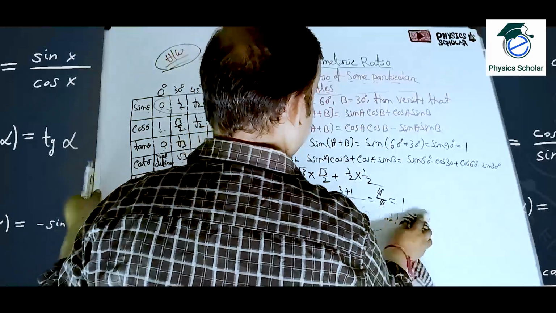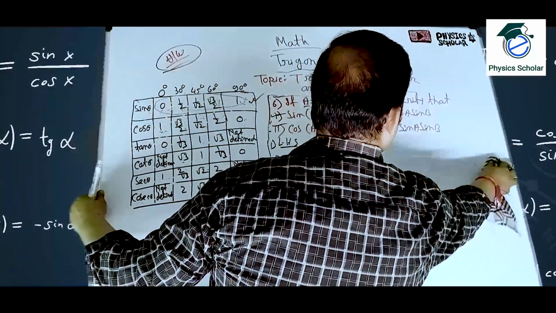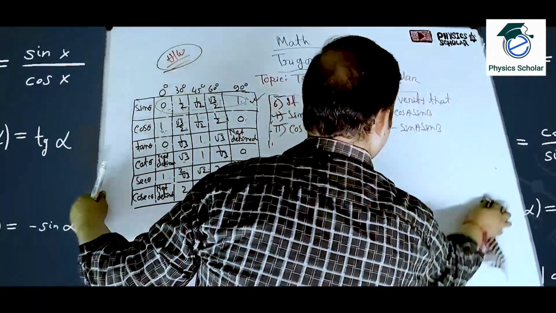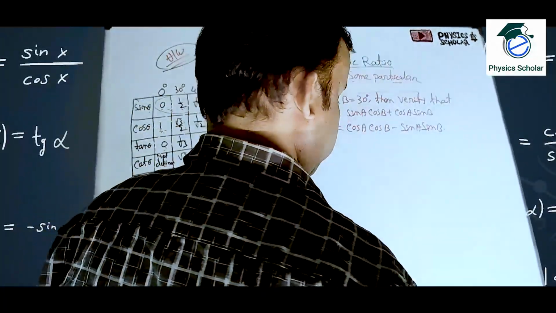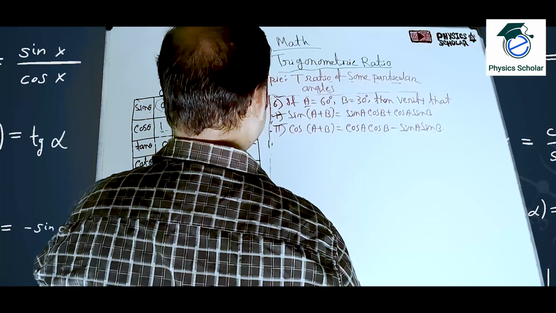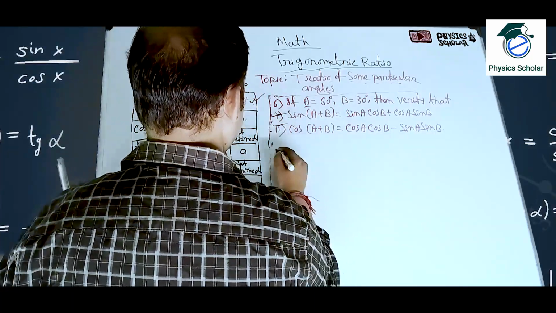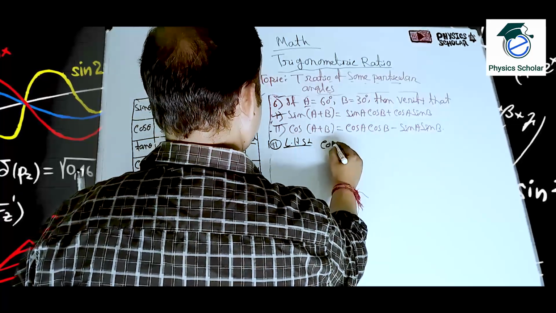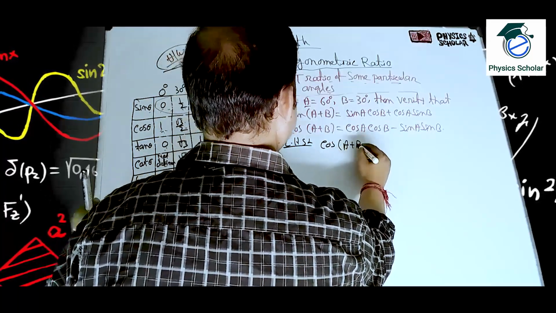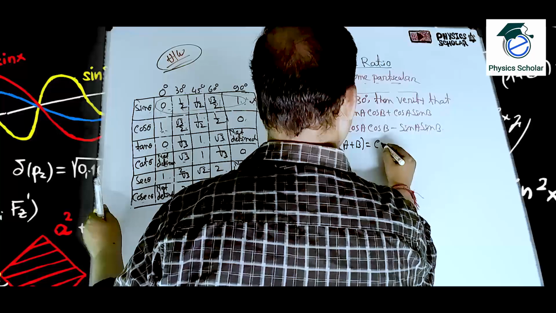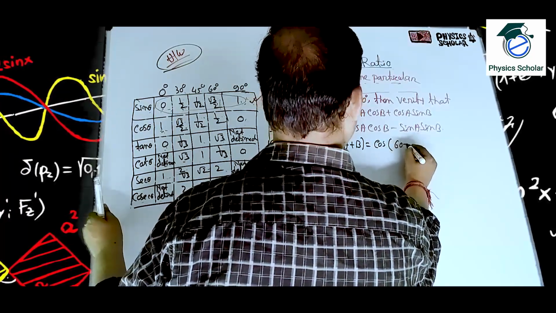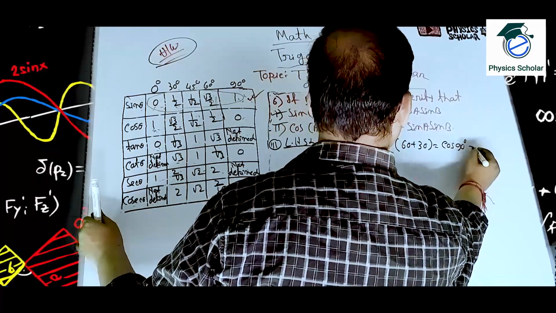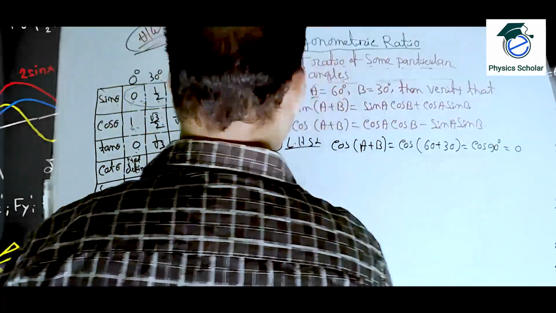Clear? Now we will do the sum number 2. So sum number 1 already I have solved. So now let us do sum number 2. Very easy. Left hand side same process. Cos of A plus B is equal to cos of 60 plus 30 is equal to cos 90 degree is equal to 0. Cos 90 value is 0.